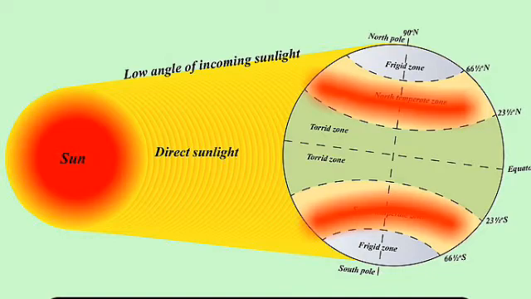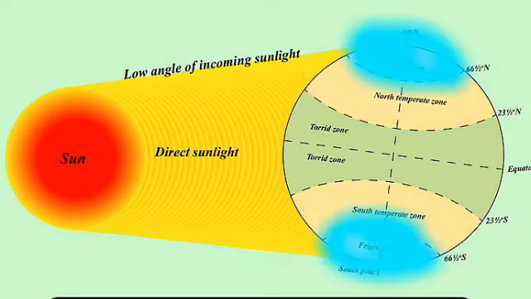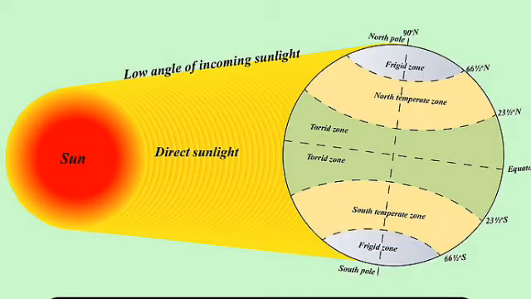And lastly, there are polar regions above the Arctic Circle and below the Antarctic Circle. What happens over here is that these places get sun rays for 6 complete months, but still there is ice on these places.